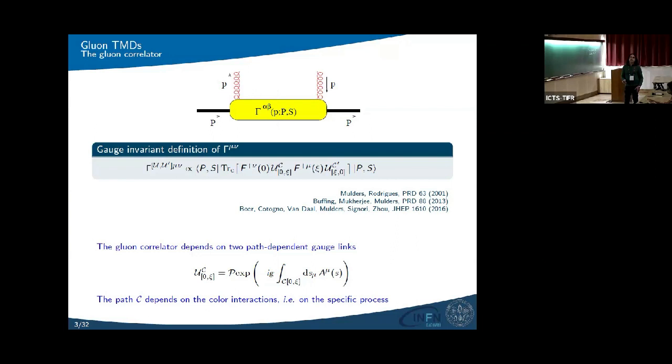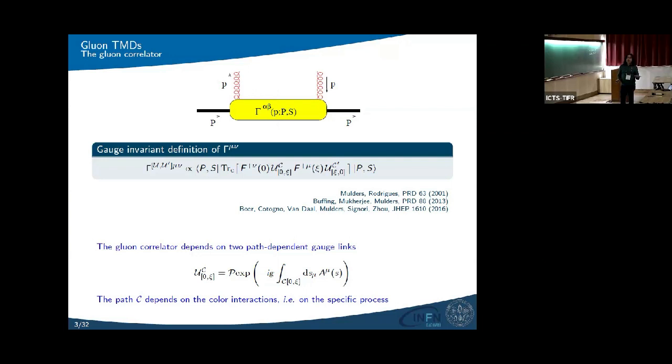The non-locality of this object is limited to the light front. This xi here is a 4-vector, and xi plus, the plus component of this vector, is equal to 0. In general, every path of this gauge link renders this object gauge invariant. The path that has to be included in this definition depends on the color interaction, so it depends on the process. Depending on the process that we study, we access a different gluon TMD.